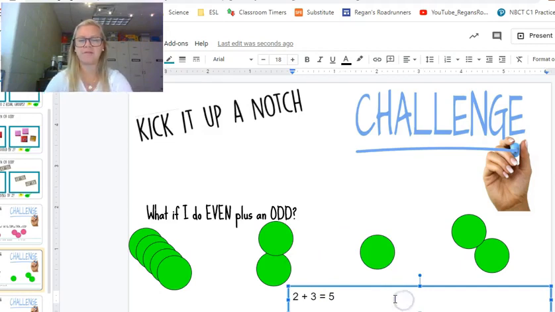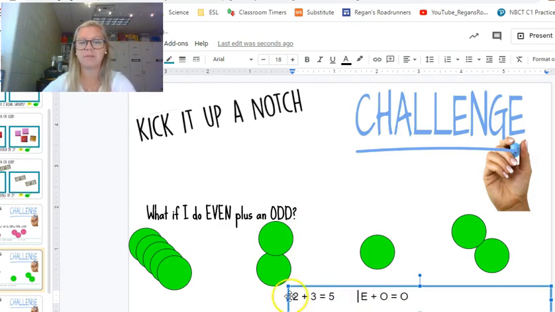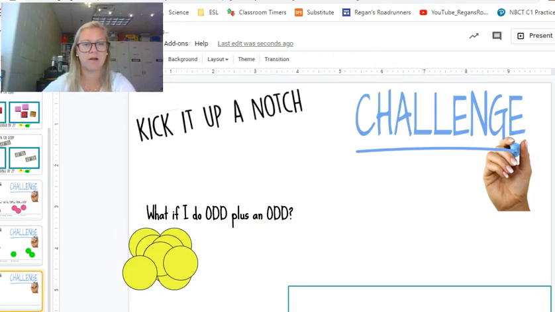Well, that means if I have an even number plus an odd number, it's going to come out as an odd number. Because this even, they already had a pair, no leftovers. But these guys, they already had a leftover, so it doesn't work out the same way. So an even plus an odd equals an odd. And again, I figured this out because I picked some easy numbers to try. All right, our last challenge.